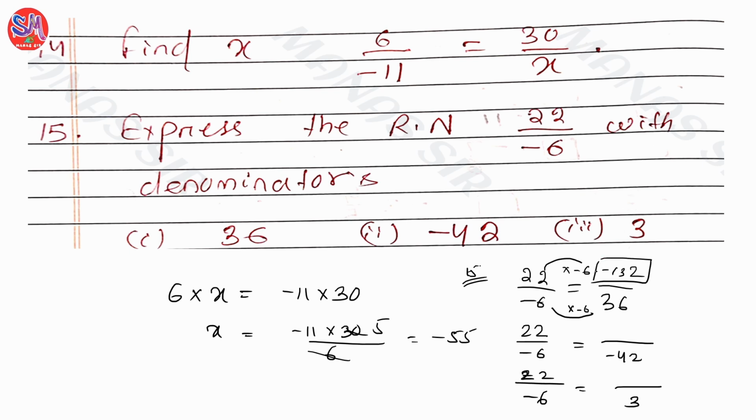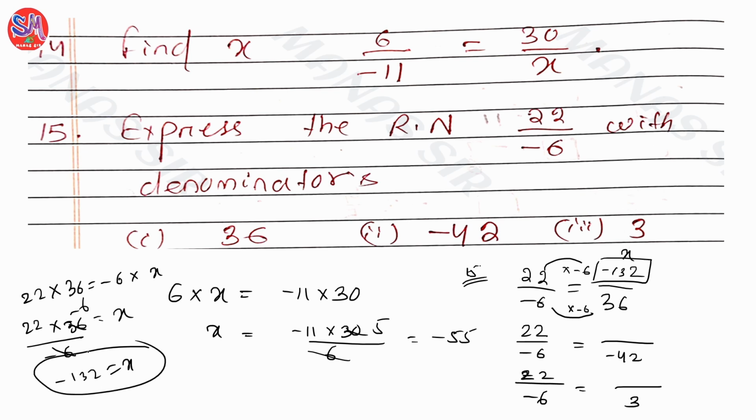This is the answer. Or you can solve it like this: let's suppose this box is x. Now cross multiply. That is 22 into 36 equal to minus 6 into x. So tell me, what is x? Now x equals 22 into 36 divided by minus 6. Multiply, okay, then divide by minus 6, that is minus 132. You can solve by this method.